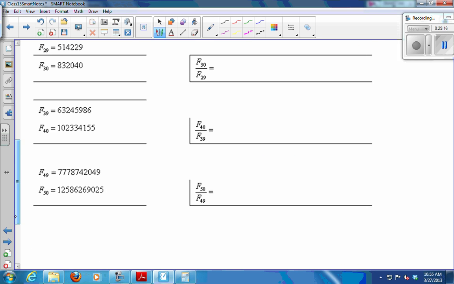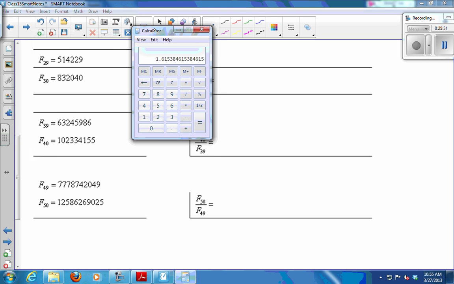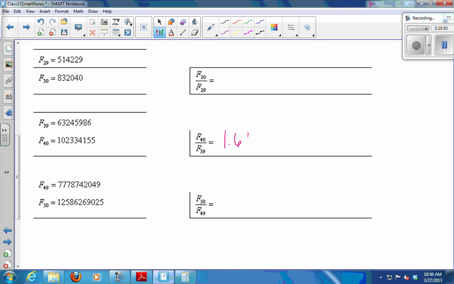So let's test if that pattern holds way out in the list of Fibonacci numbers. Here's the 39th and 40th. I gave you those earlier in class. If I take the ratio of the 40th over the 39th, right, the bigger over the smaller, let's see what we get. So my bigger one is F40, 102,334,155, divided by 63,245,986. My ratio is 1.61803.